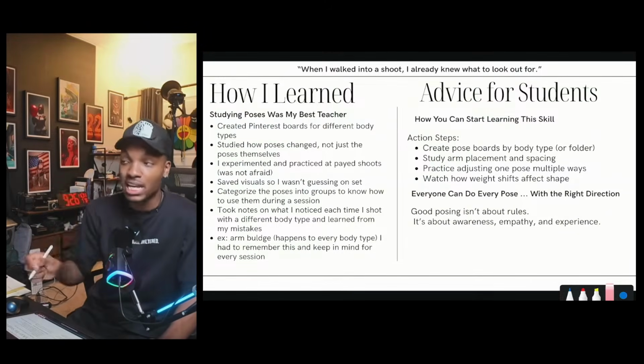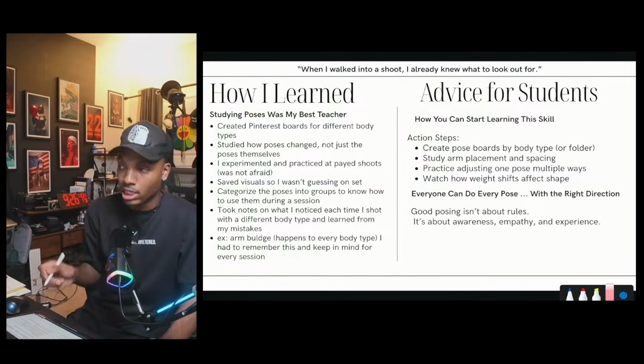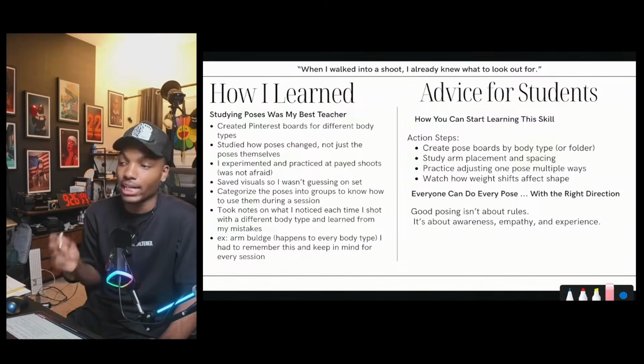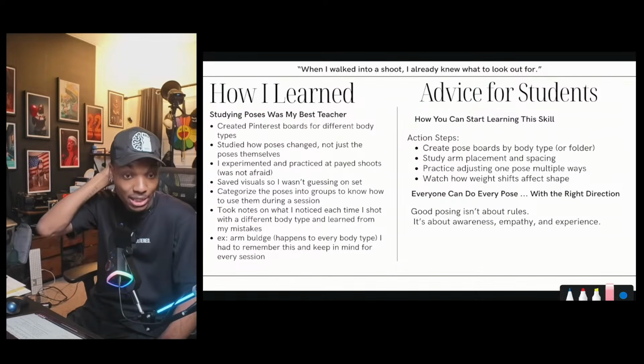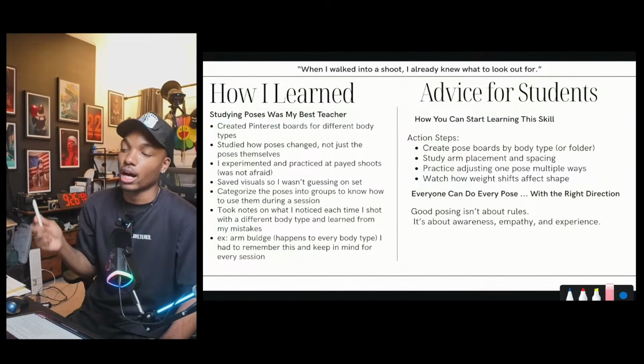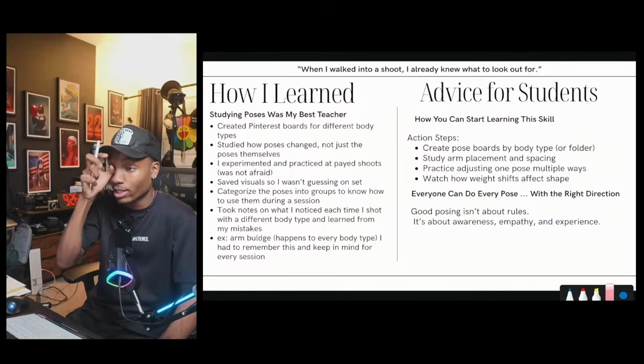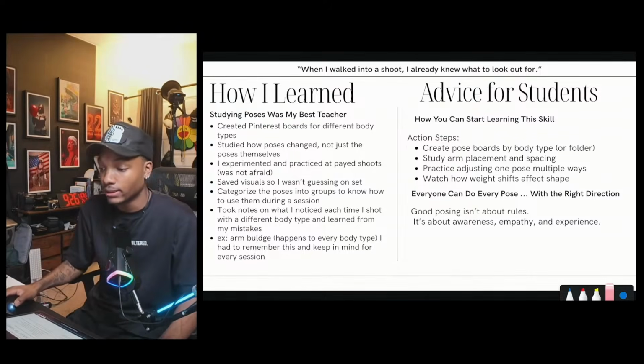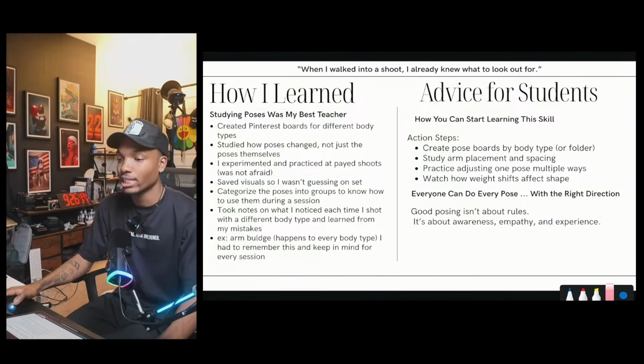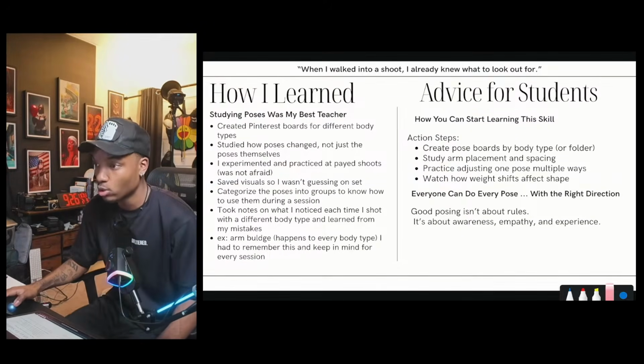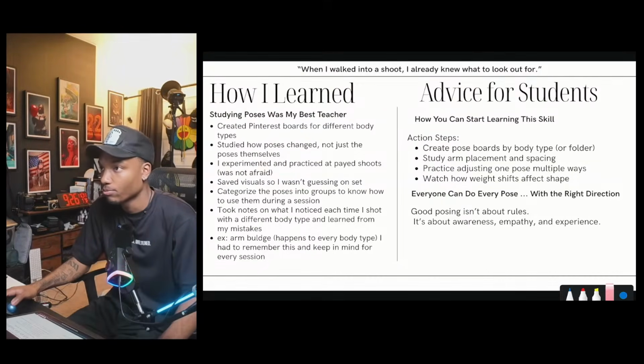I was not afraid, and I am not afraid to experiment, right? Because it's how I get better, especially when you don't have that many clientele per month. You have to maximize on each of them. You have to experiment within each of them, all right? So you have to keep that in mind when it comes to posing anybody, all right?